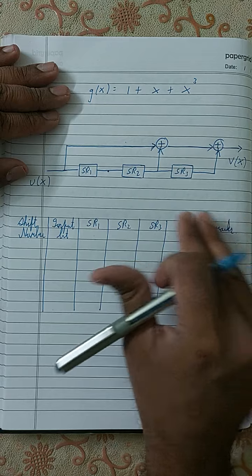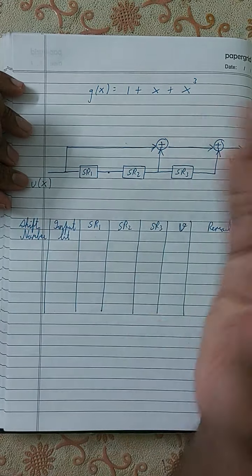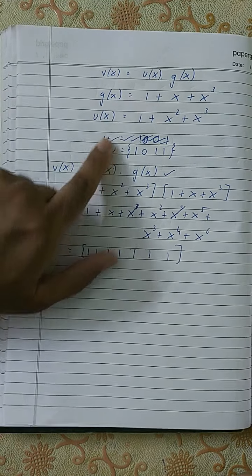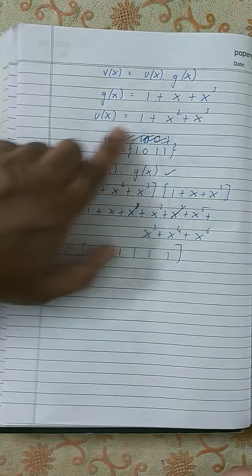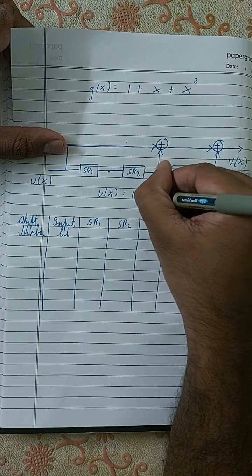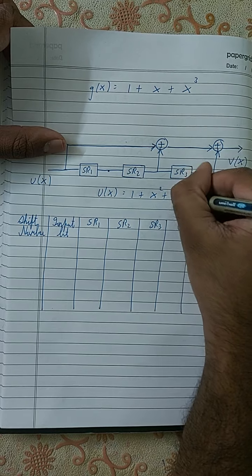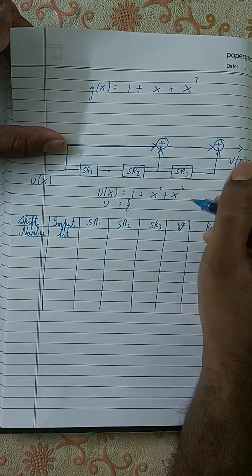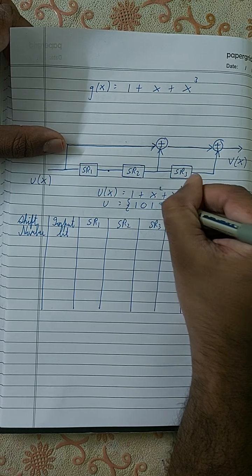So the first thing is, you need to understand what you have to transmit. What did we decide? Yes, u of x is equal to 1 plus x square plus x cube, right? So let me write it: u of x is equal to 1 plus x square plus x cube, or in other words u is equal to 1 0 1 1.